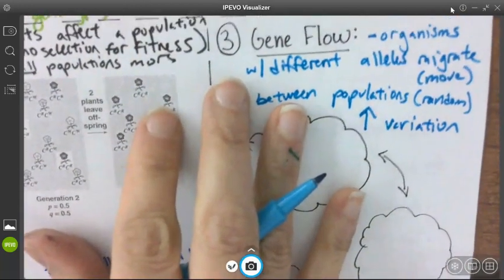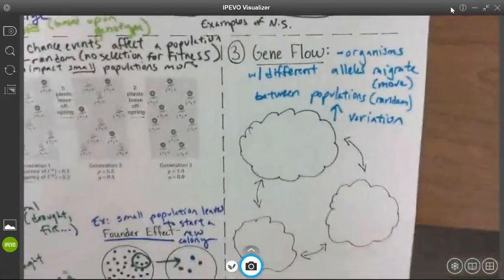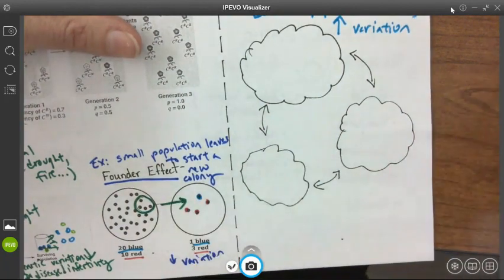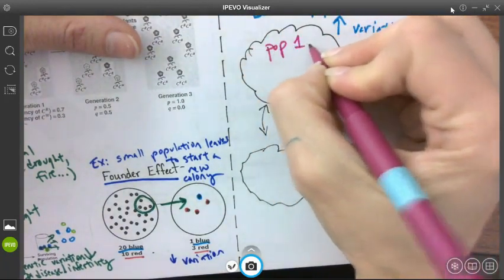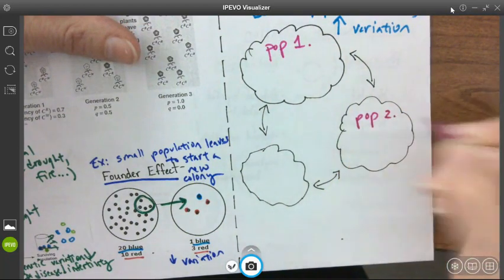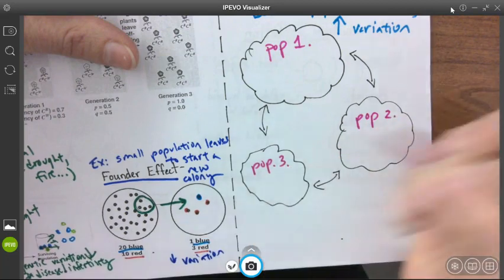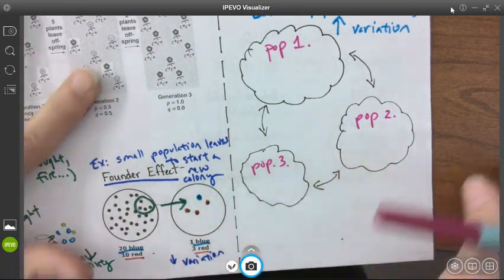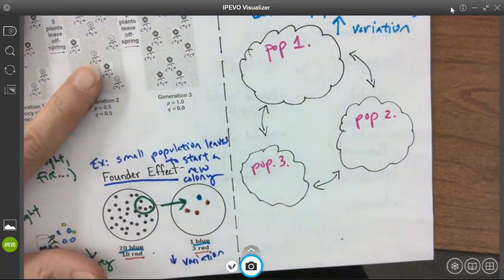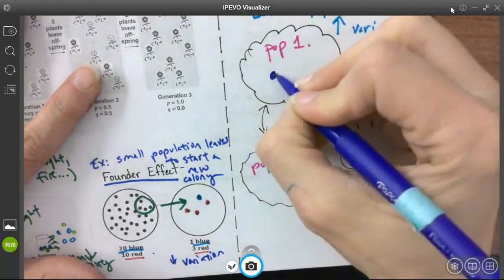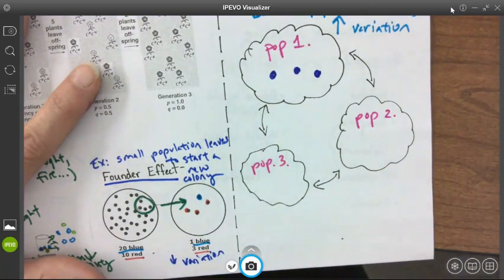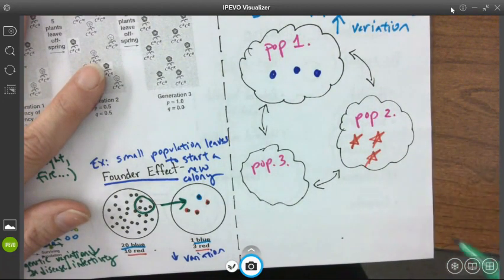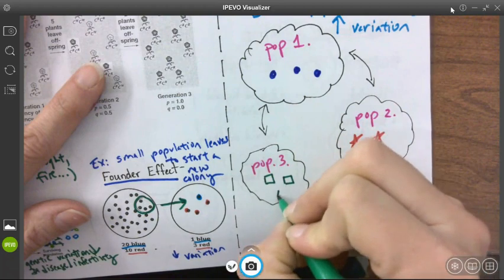So let's say that this right here, let me zoom out a little bit, is population 1. And this right here is population 2. And this right here is population 3. Okay, so these are 3 populations of organisms of the same species. And let's say population number 1 is made up of mostly circle versions of this species, and population 2 is made up mostly of star versions of this species, and population 3 is made up mostly of square versions of this species.